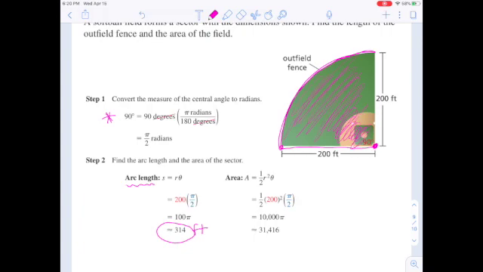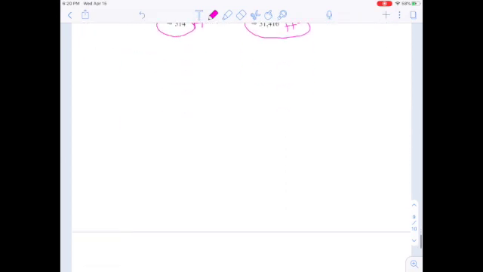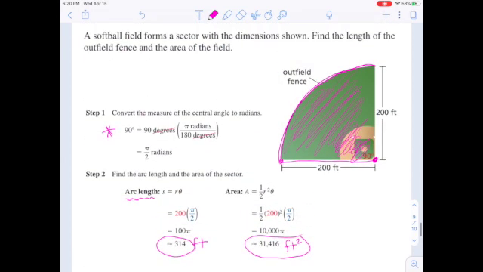Now to find the whole area of that sector, which is the whole slice of the ball field, you take 1/2 your 200 squared multiplied by your central angle of pi over 2. Simplify that down, and you get 31,416 feet squared, since you're talking area.